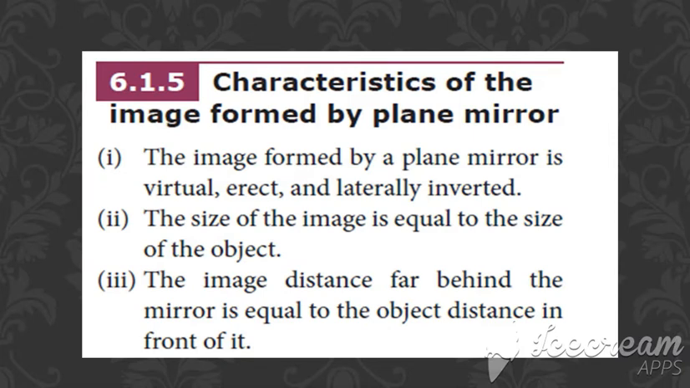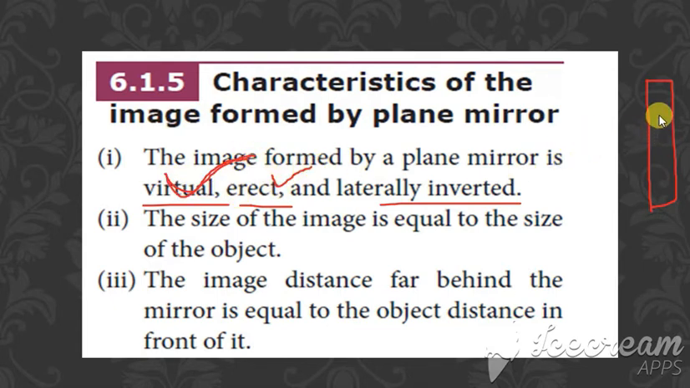Next we have the characteristics of the image formed by the plane mirror. The first point is that the image formed by a plane mirror is virtual, erect and inverted. Whenever we have a plane mirror, its image will be virtual, erect and inverted. What is the meaning of these terms? Virtual is that which is not formed on the screen, but that can be seen. Then erect means straight.